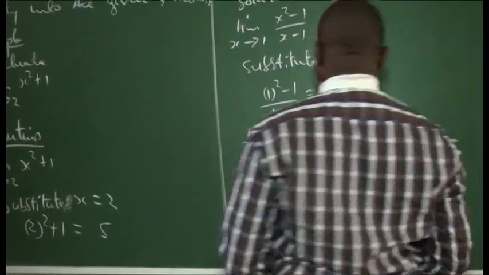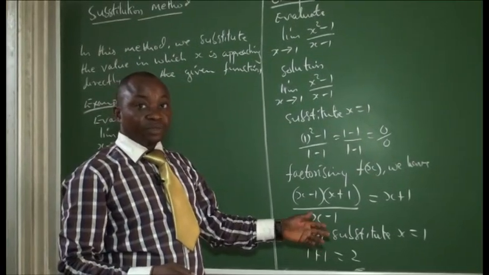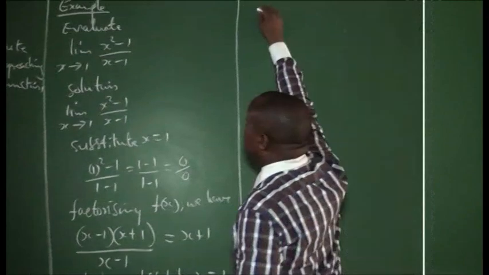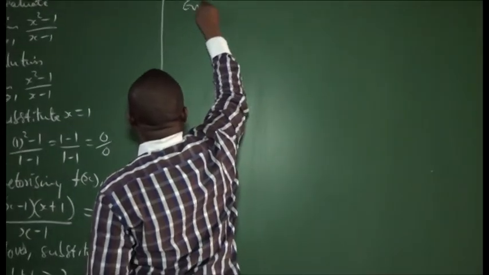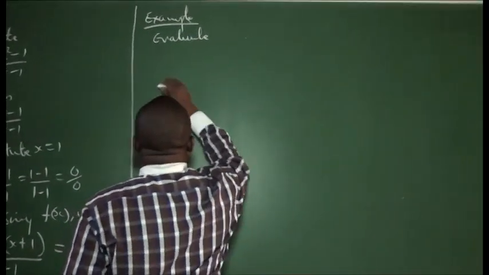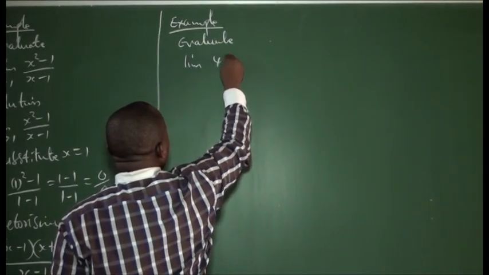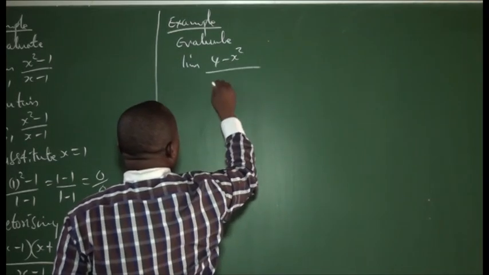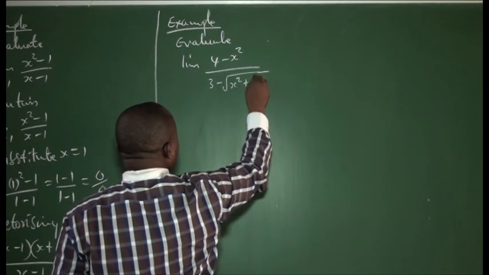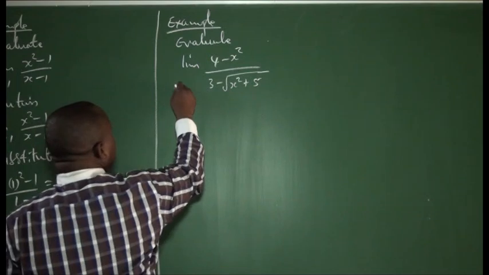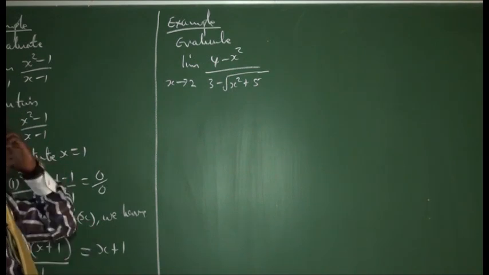We are going to take one more example about the substitution method. Evaluate the limit of (4 minus x squared) over (3 minus the square root of x squared plus 5) as x approaches 2.